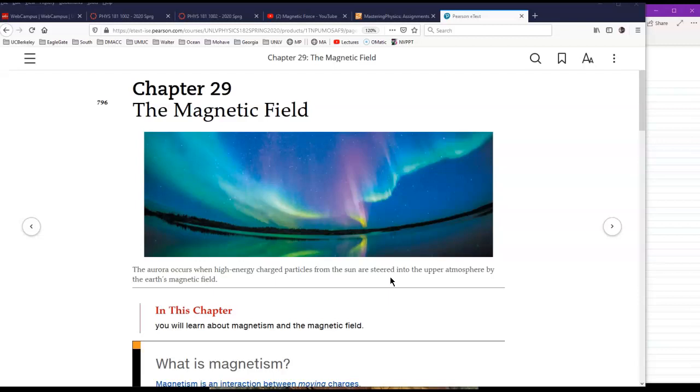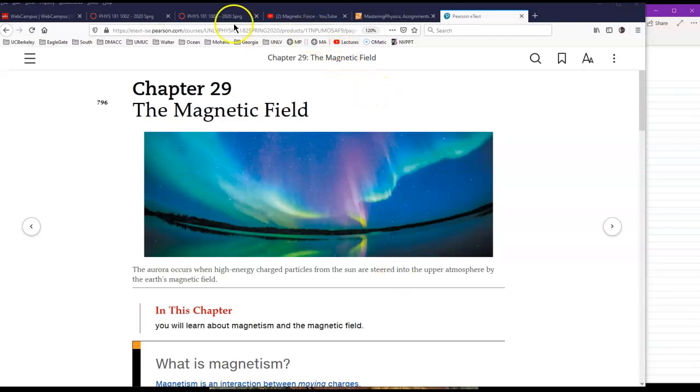There are 3 chapters on magnetism: Chapter 29, Chapter 30, and Chapter 31. The first one here is the magnetic field, and then Chapter 30 is magnetic induction, and then Chapter 31 is the electromagnetic waves. These are basically the 3 last chapters. Some years when I teach this course, if I have time, I would cover AC circuits, but I don't think we will have the time to do that this semester.